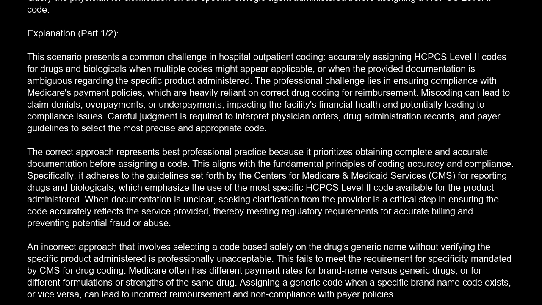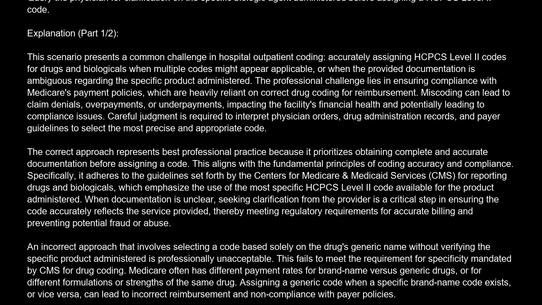The professional challenge lies in ensuring compliance with Medicare's payment policies, which are heavily reliant on correct drug coding for reimbursement. Miscoding can lead to claim denials, overpayments, or underpayments, impacting the facility's financial health and potentially leading to compliance issues. Careful judgment is required to interpret physician orders, drug administration records, and payer guidelines to select the most precise and appropriate code. The correct approach represents best professional practice because it prioritizes obtaining complete and accurate documentation before assigning a code. This aligns with the fundamental principles of coding accuracy and compliance.